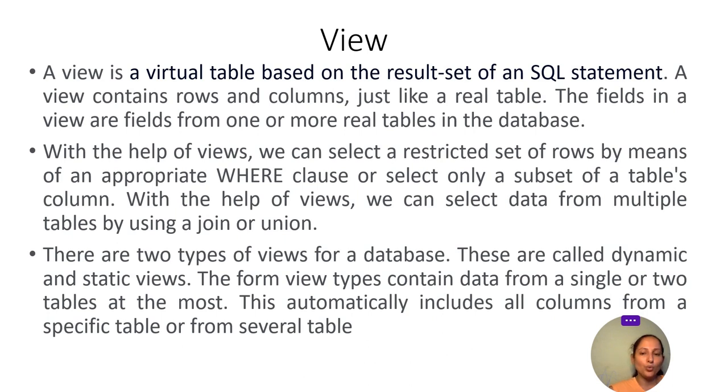So there are two types of data views for a database. They are known as dynamic and static. The first view type contains data from a single table or two tables at the most. So this automatically includes all columns from a specific table or from several tables. A view is a virtual table which we use in coming queries. We can use a view again and again in our query. This is the beauty of a view. We can use a view in any clause, where clause, select clause, anywhere we want.